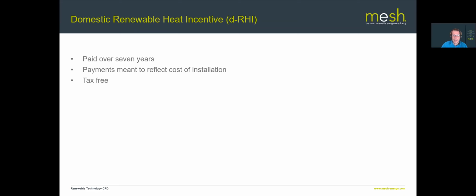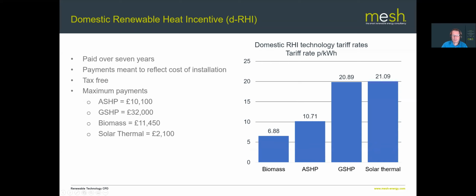The money is tax free, and there are maximum payments. So if you've got a particularly large home, you'll probably hit these maximums. But for an ASHP heat pump, the maximum payment is £10,100 over that 7 year period. And what you do is you get an energy performance certificate, an EPC, for your home, that will tell you how much heat they expect you to use. If your air source heat pump is your only source of heating, you will then just simply get 10.71 pence times the number of kilowatt hours that you're expecting to use each year. It's paid quarterly, and you just get that money back up to a maximum of £10,100.